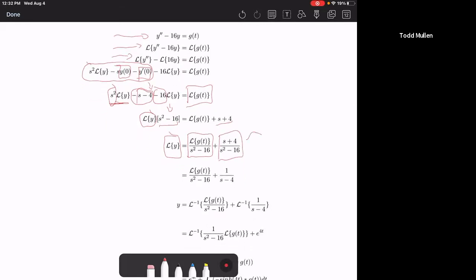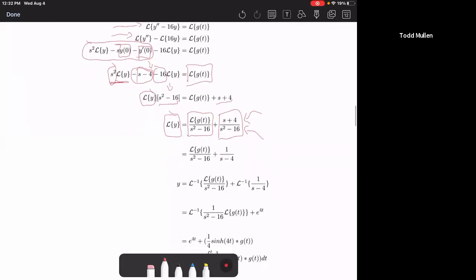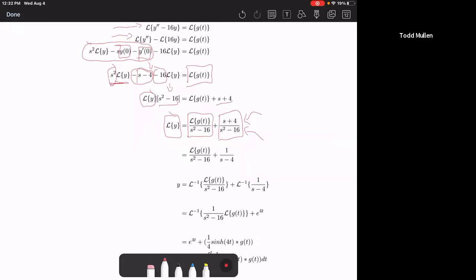We can cancel out s plus 4 in the numerator and denominator here. And then we can calculate the inverse Laplacian. So we have the Laplacian of y on the left here. We just want to have y on the left, so we have to take the inverse Laplace of both sides.